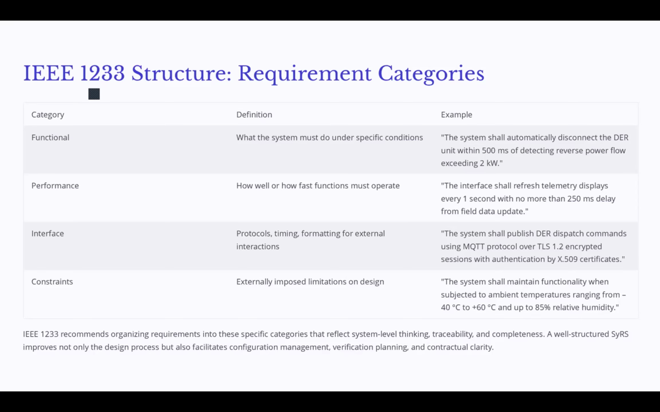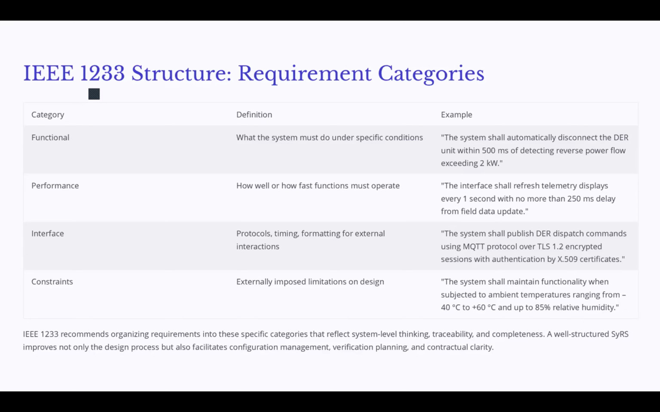The next category is the interface. In interface requirements, we define the format, timing, and security of the communication between the subsystems. So we define the communication, and the subsystems include external communications or interactions.